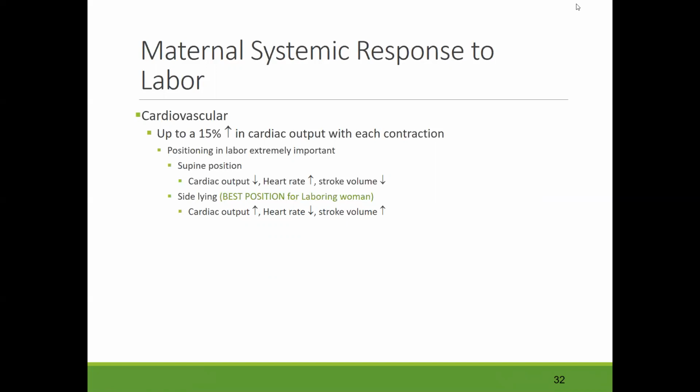We also have a cardiac output that decreases, and the heart rate increases, and the stroke volume decreases when they're lying in that supine position. And again, that side-lying position is the best position for a laboring mom, because we get all that pressure off the vena cava, which helps increase cardiac output, decrease heart rate, and increase stroke volume.